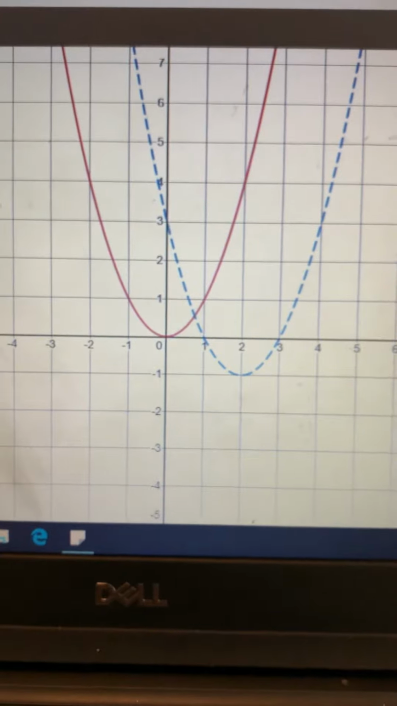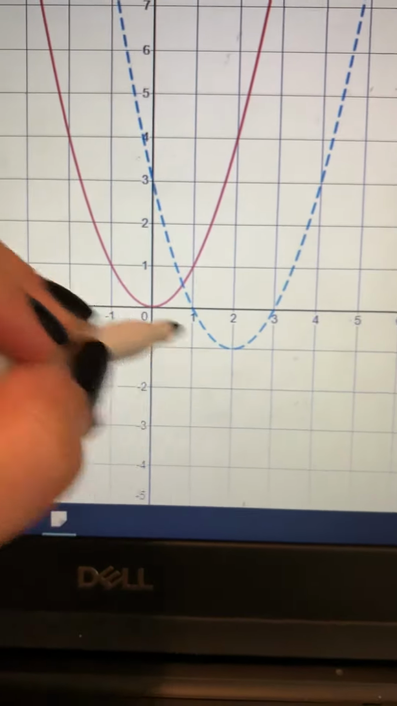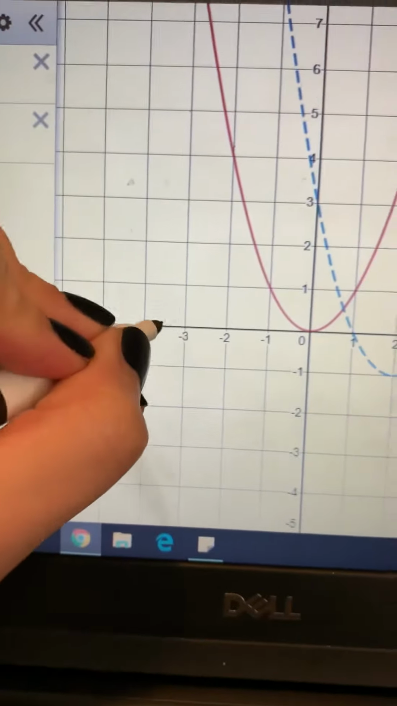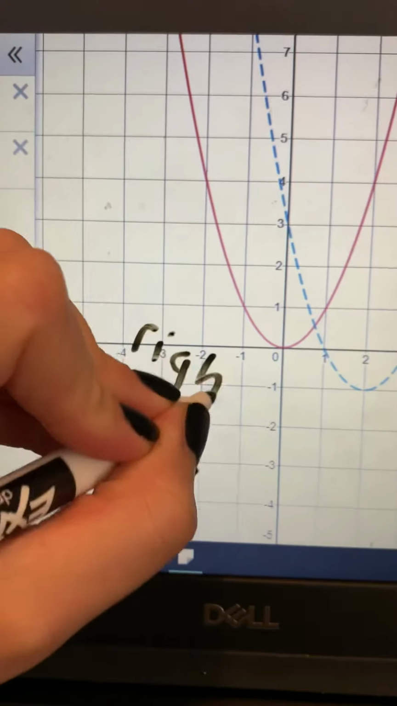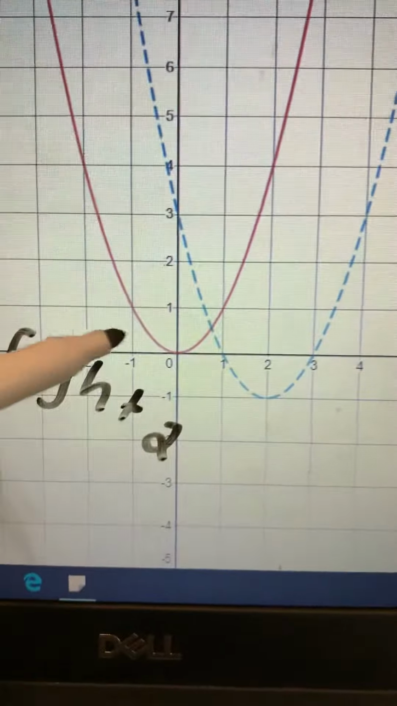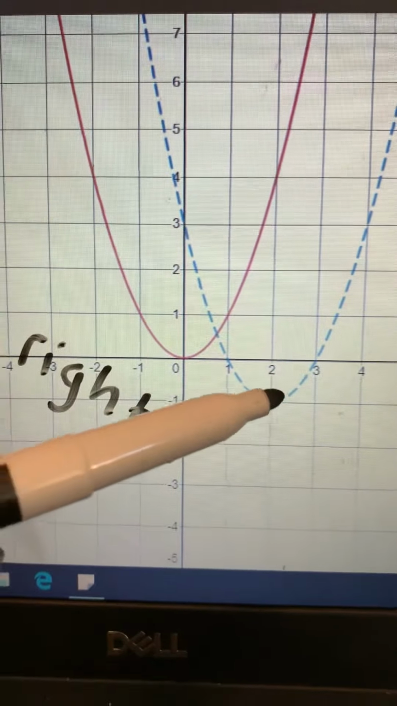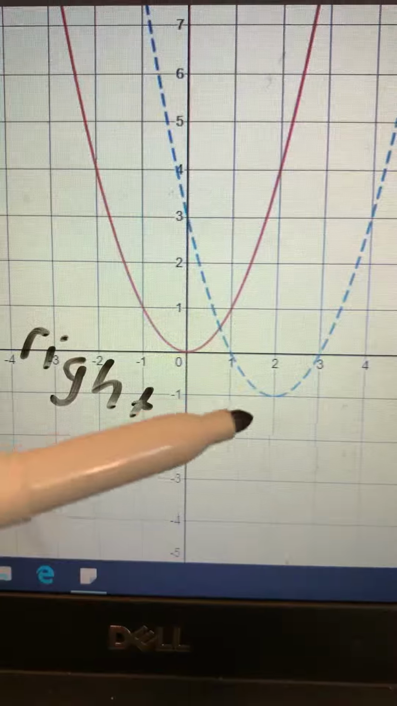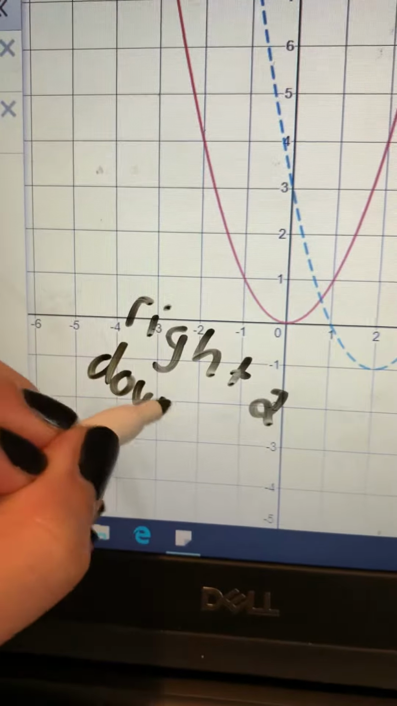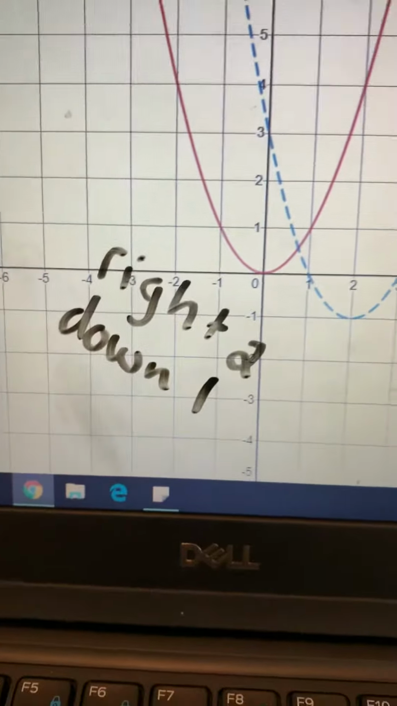So a couple of things I see happening here. From my red to blue, I see that I went to the right 2. So I'm going to start by saying I went to the right 2, okay? What else happened from my red to my blue? I also see that I went down 1. So I went right 2 and down 1. So I need to make an equation that says right 2 and down 1.